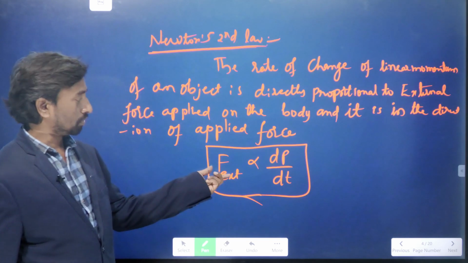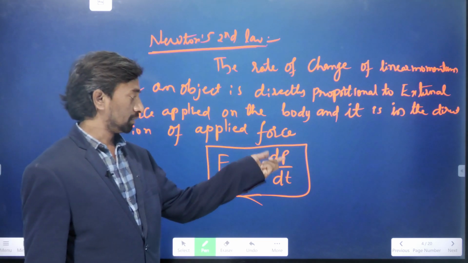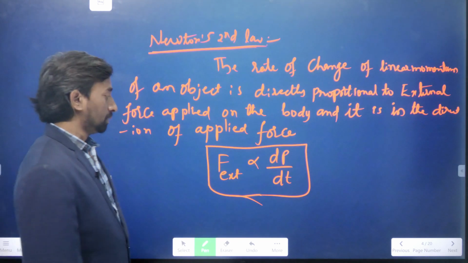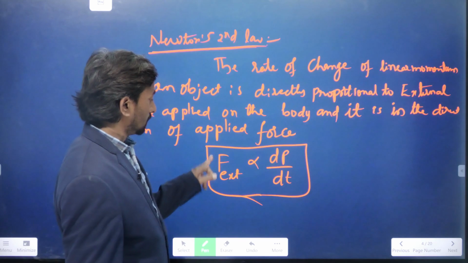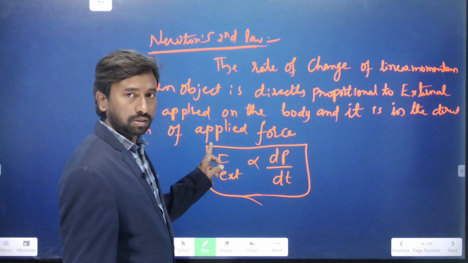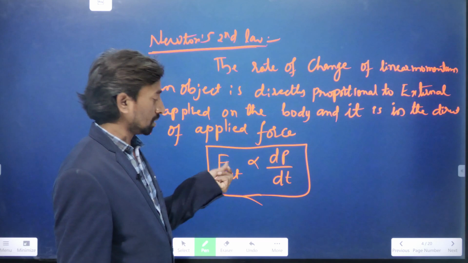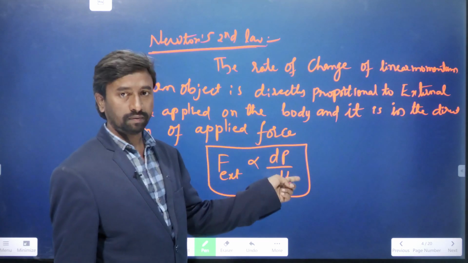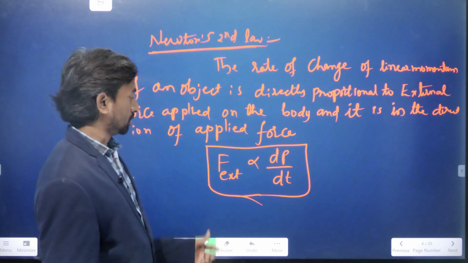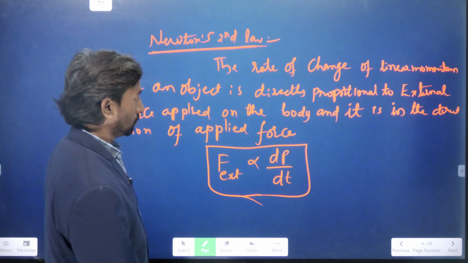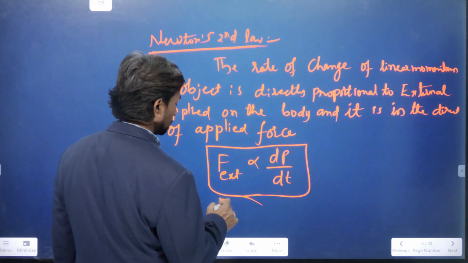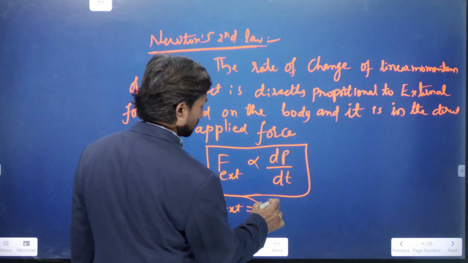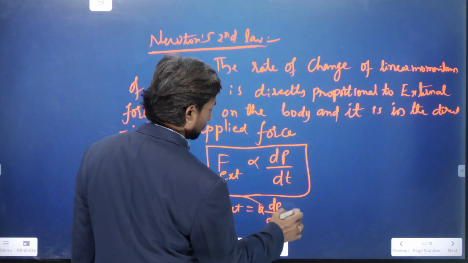The rate of change of linear momentum is directly proportional to the external force applied on the body. Directly proportional means that if the force is increased, the momentum also increases, and if the force decreases, the momentum also decreases. If you want to remove the proportionality, we get a constant k, so F external equals k into dp by dt.